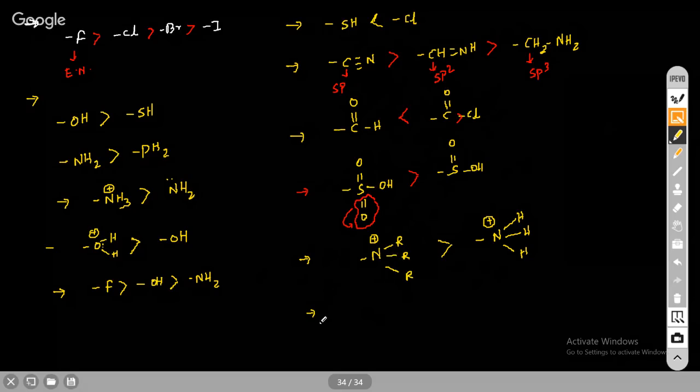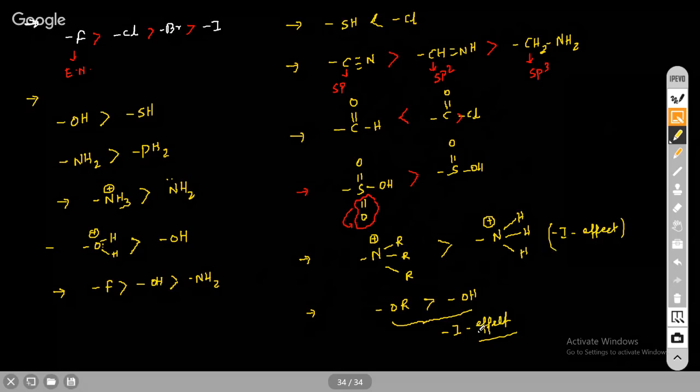The same logic applies here also. If you compare OR and OH, R has an electron releasing nature, right? So here the electron density is comparatively more than this OH group. So it has more tendency to release electron rather than accept electron. Ideally it should be this, but actually the minus I effect is this. All these orders are minus I effect. You don't get confused with this. Minus I effect, this is also minus I effect.